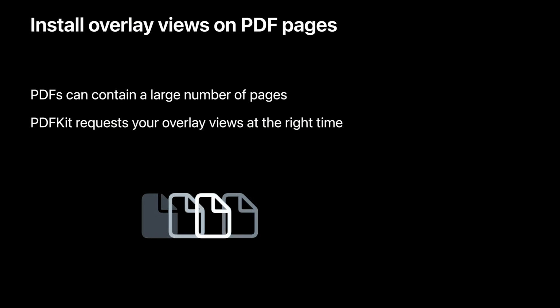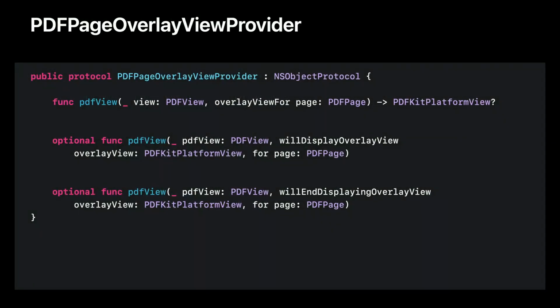Fortunately, PDFKit is already designed to intelligently prepare content before people scroll pages into view, so it knows best when to ask for an overlay view. Your app just needs to respond to its requests that are made through the new protocol. PDF Page Overlay View Provider is the new protocol. By the way, PDFKit Platform View is just a define of UI view or NS view, depending on the platform.